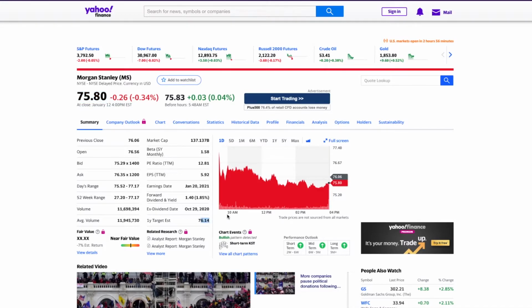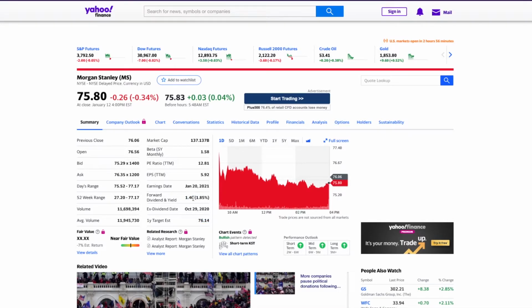You might think I might see a pullback in the short term, and that might be a better entry point. But ultimately, with a long-term investment, you're more concerned about where it's going as opposed to where it is now.